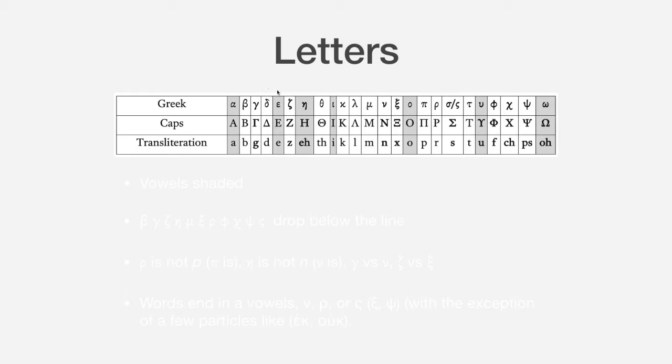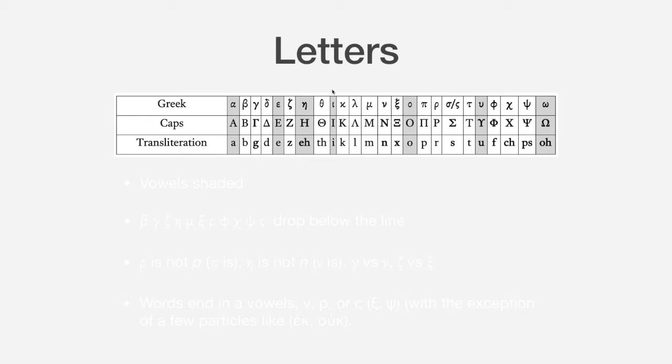Epsilon sounds like a short E, so like get or wet or bet. Zeta sounds like Z, so you've got zebra or something like that. Eta sounds like a long E, like in the word hay, so the A sound. Theta sounds like a TH. You probably recognize that one from geometry.